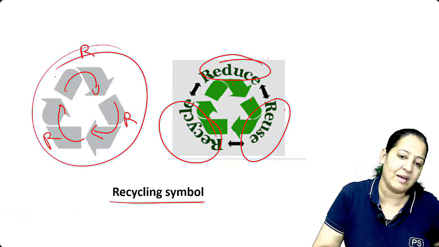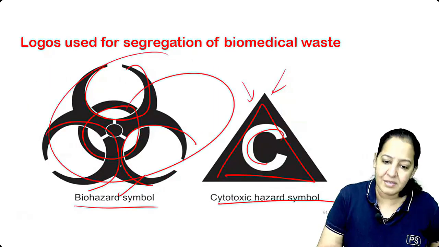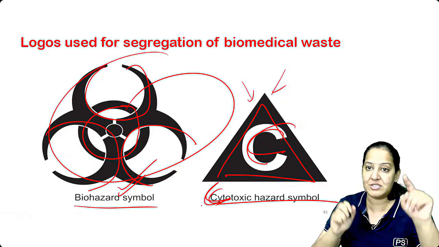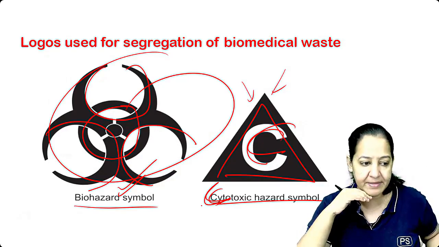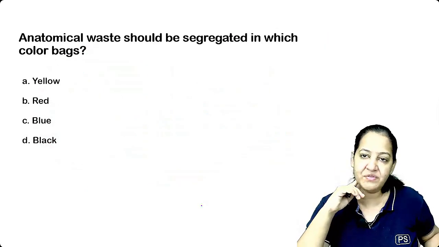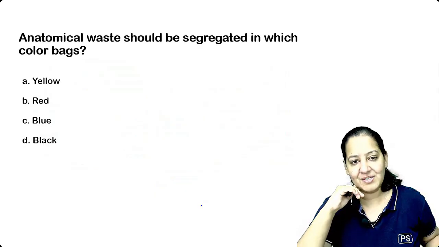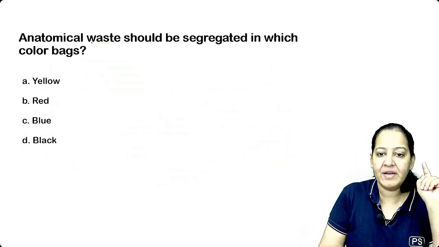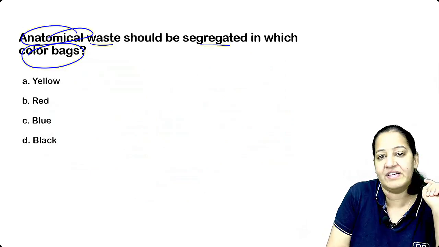These symbols can come in your exam. They will ask you to identify. You have to write recycling symbol, tick radioactive, this is biohazard, and C for cytotoxic. Very easy to identify. So these are image-based questions. You can get the image and they will ask you to identify for which this logo is used. Say something, respond. Got it? So we are done with this chapter also. We will solve some questions. How many of you are with me? Read the question, tell the answer. The anatomical waste should be segregated in which color bag? Anatomical waste, human or animal?